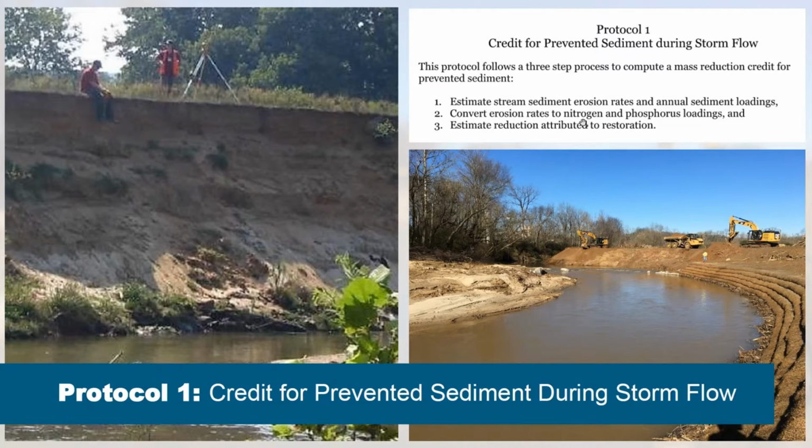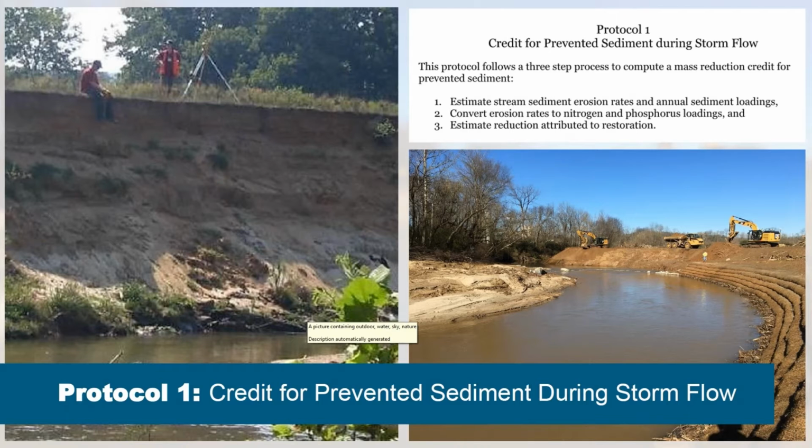So protocol 1 is creating the prevented sediment for storm flow. And this protocol has 3 steps. You estimate the stream sediment erosion rate and annual sediment loading. You convert the erosion rate to whatever nutrient you're concerned about. You could also do this for metals. And then you estimate the reduction attributed to the restoration. And again, there's lots of models out there, but you could actually go out and put pins in the bank, do some LiDAR surveying, however you want to do it, to estimate how much you've removed pre-construction and post-construction.